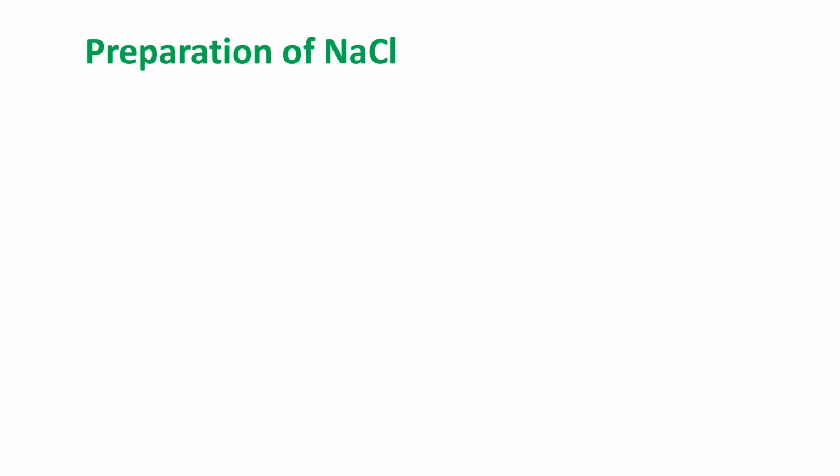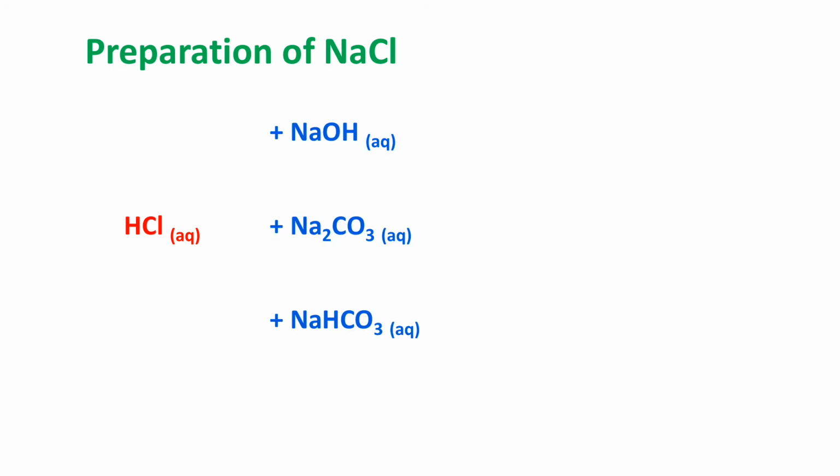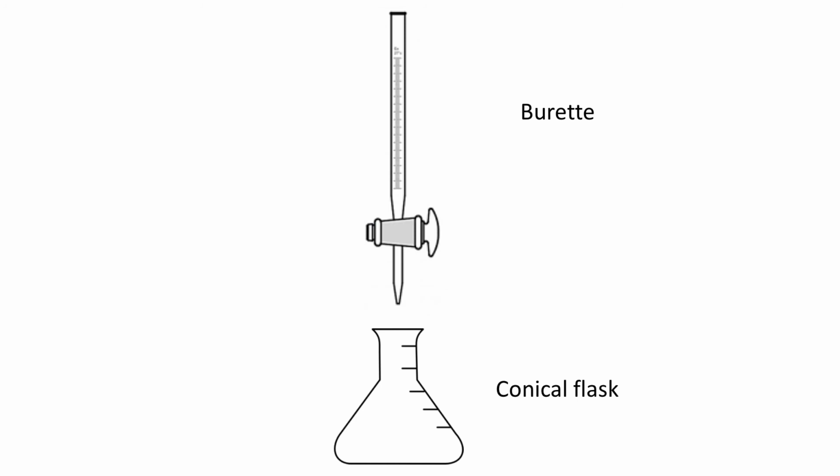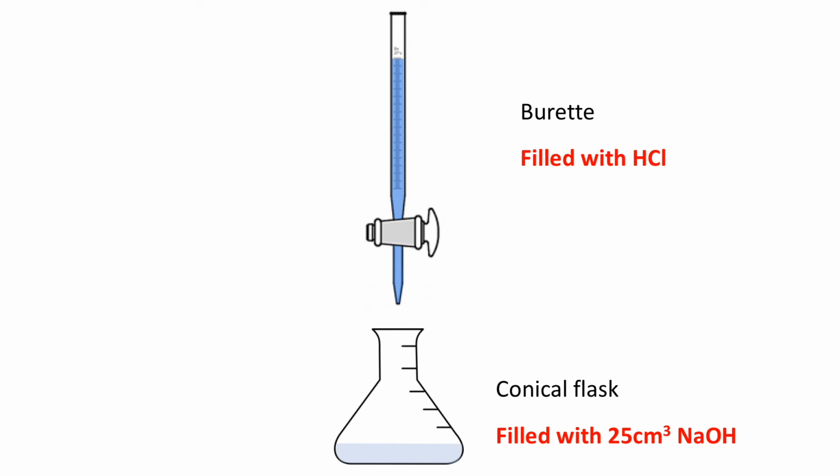From the target anion, we can ensure HCl, hydrochloric acid, is used. And we have plenty of choices. Sodium hydroxide, sodium carbonate, or sodium hydrogen carbonate can be used for preparation. For the titration, we need a burette and a conical flask. Inside the burette, it is filled up with hydrochloric acid, and inside the conical flask, a known volume of sodium hydroxide is filled in.